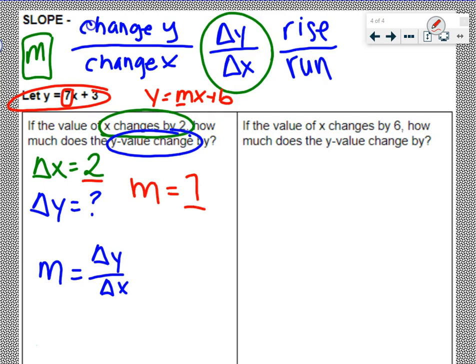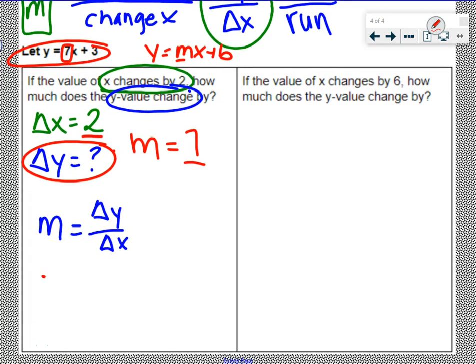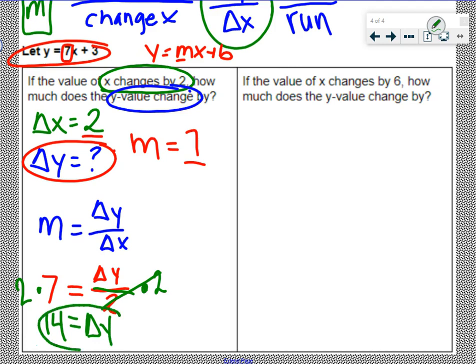So if we plug the two pieces that we know into our equation down here, we can solve for the unknown piece. So we can say m, which is 7, is equal to the change in y, that is what we don't know, over our change in x, 2. Now, we can solve for change in y by undoing this divide by 2 with multiply by 2 on both sides. 2 times 7 is 14. We get 14 is equal to our change in y. So if our value of x changes by 2, we can say our value of y is going to change by 14.